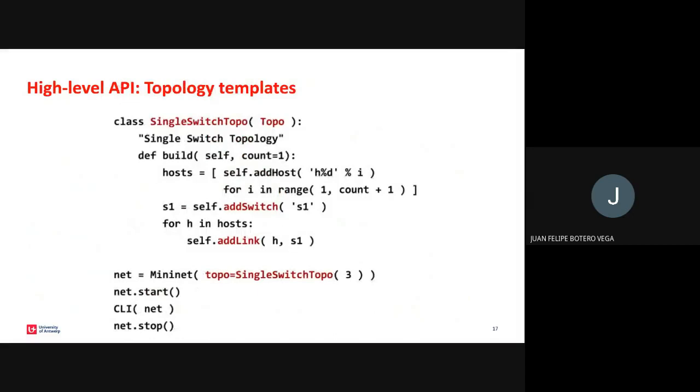The higher-level API, you can see, you can actually create the classes with the customized topologies that you want. This is the example of a single switch topology. So remember when we created the single topology, which was just a topology with the number of hosts that you want, and they are connected to one switch. This is the code for this.